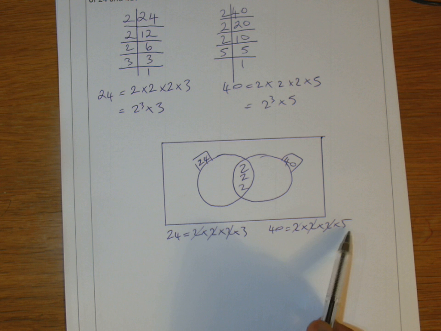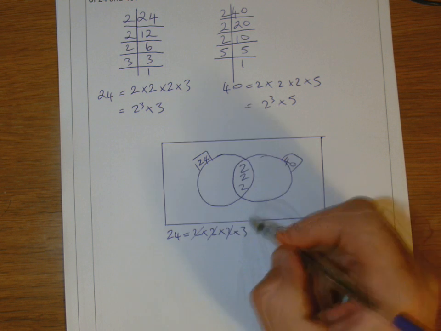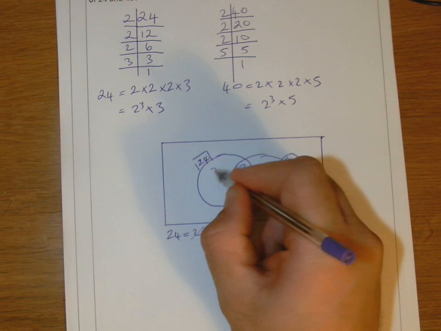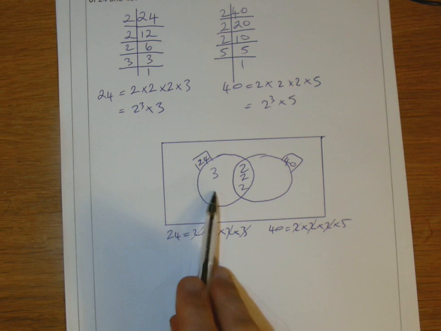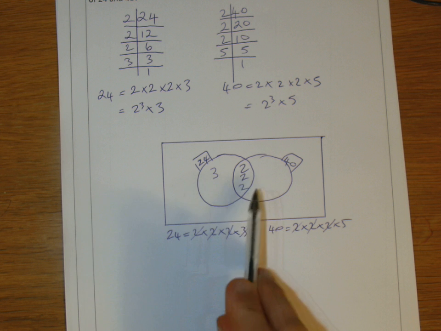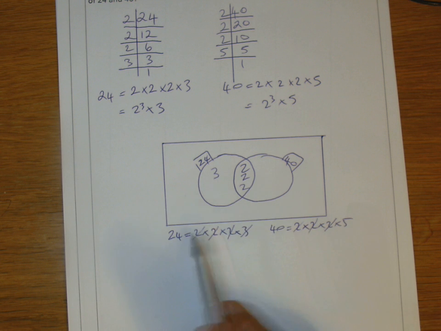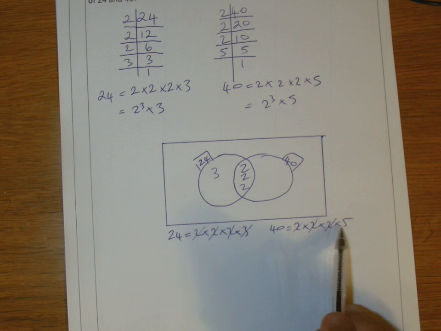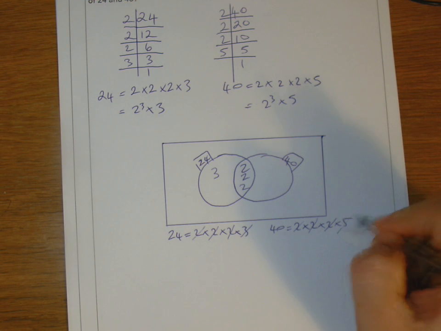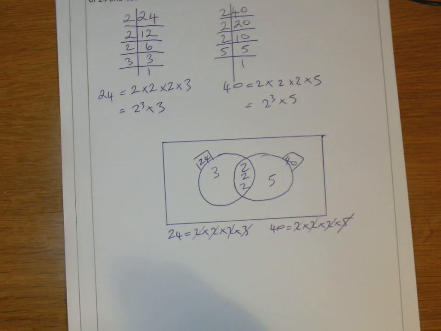Now when we look at 24, we're left with a 3, and we ask ourselves, is it in here? Can it pair up with a 3 in here? And it can't. So we've just got 3 belonging to 24 alone, so it goes in that part of the circle that just belongs to 24 and not the overlap. And then we finish with 24. We look at 40, we've just got 5, haven't we? 5, and that just belongs to 40.